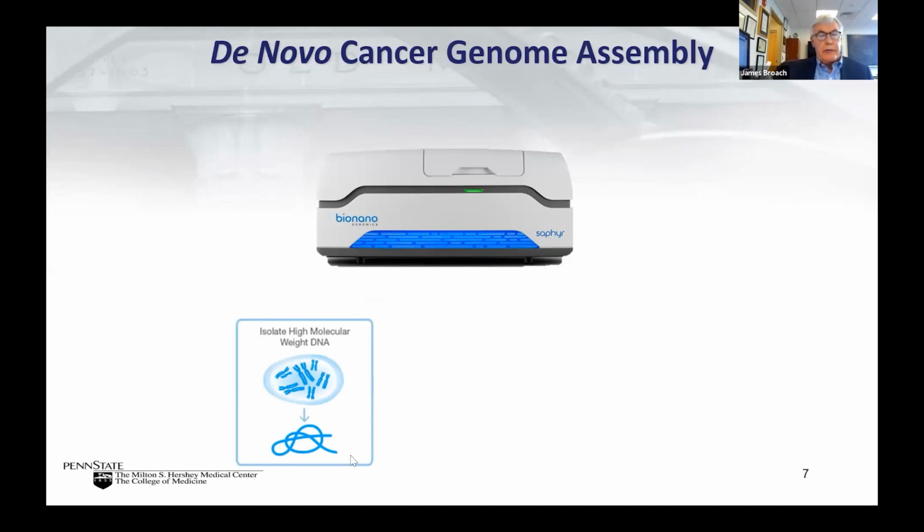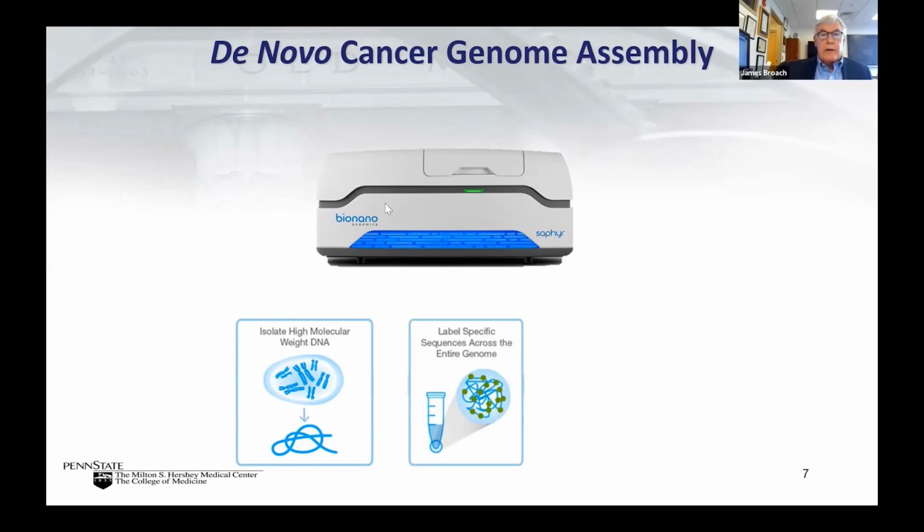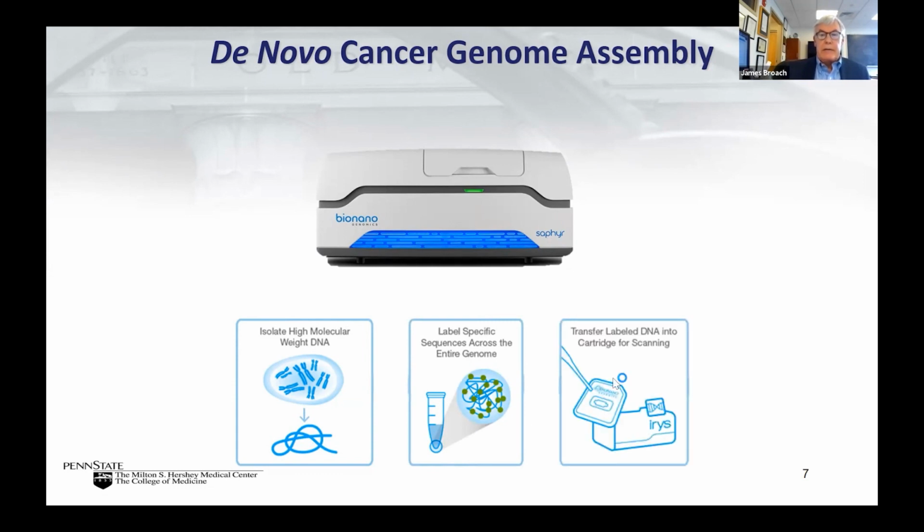And the trick in all this is isolating high molecular weight DNA, which we can now do from liquid cells, liquid cultures, or from solid tissue. Prior to running it on this device, we label the DNA with an enzyme that transfers a fluorescent dye to any site at which a particular 6-base sequence resides. So this basically barcodes every DNA, and then that DNA is applied to the chip.